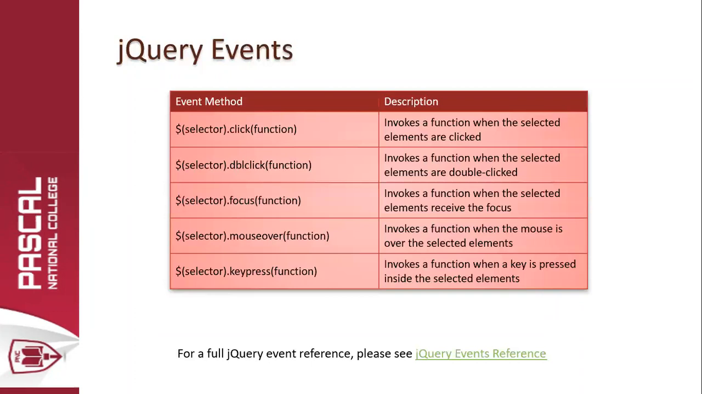Some of the jQuery events: click is one event we have already done. Similar to click, we also have double click, focus, mouse over, and key press. Key press is concerned with keyboard events. Mouse over is with your mouse events. Focus is whenever you put your cursor on that particular element. So that event is called focus.